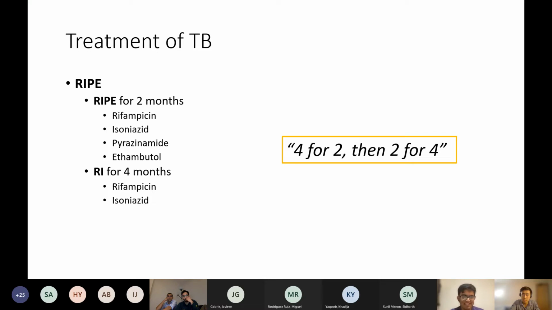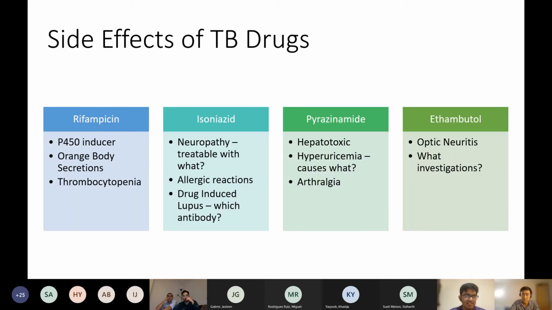What is commonly examined at UCL is the side effects of these medications. So anyone want to give me some side effects for rifampicin? There's one really big one that is quite visible and notable.